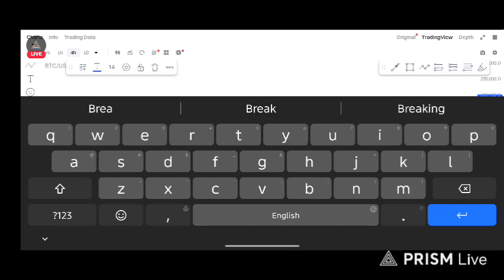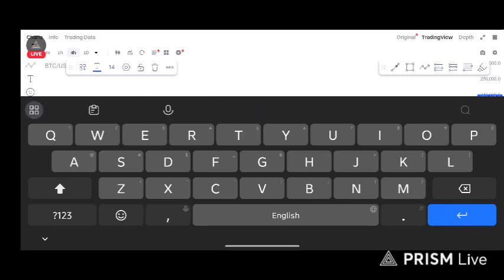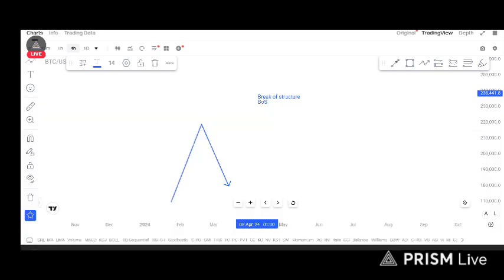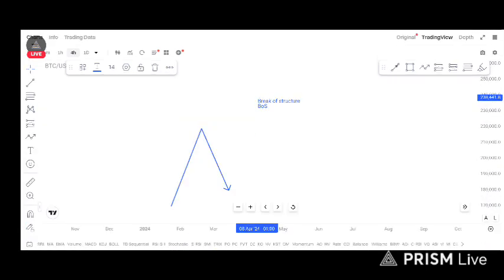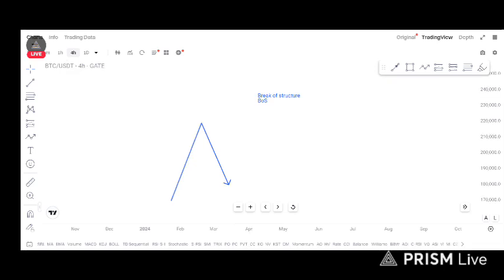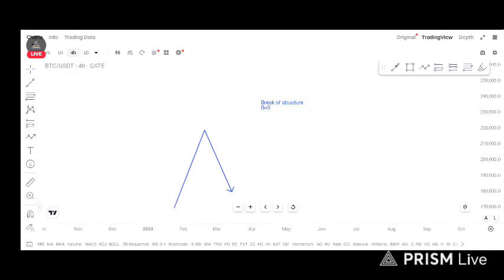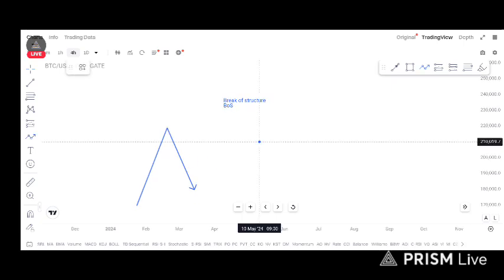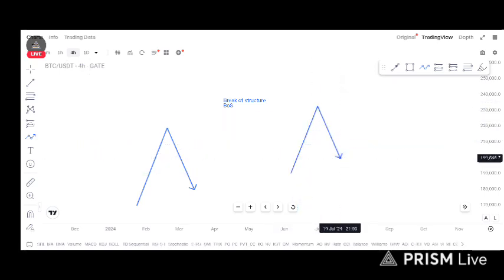Break of structure, abbreviation BOS. Some of you guys might be familiar with this word BOS. So what is BOS? What is a break of structure? Let's start with that. A break of structure is when market breaks a high or a low in the market. When market breaks a high or a low in the market, we have this.